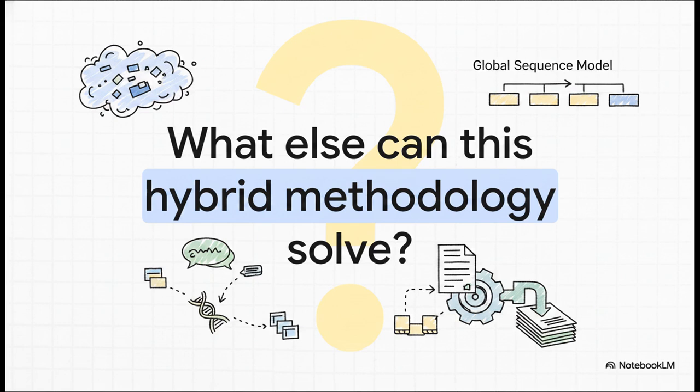It really makes you wonder, what other complex data problems could be solved by pairing local probabilistic estimates with global transition rules? Whether it's processing natural language, analyzing DNA, or sorting massive amounts of data packets, this hybrid methodology is incredibly powerful.